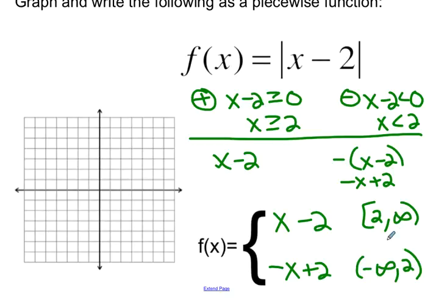Now, again, this is where the inequalities can be different, because if 2 is included on this piecewise, then it can't be included as part of this piecewise. You don't want to include it twice. 2 is only going to be part of one. It doesn't make any difference which one you put it on, because when you plug in 2, and this is like a check, into this equation or this equation, you'll get the same thing. So 2 minus 2 is 0, negative 2 plus 2 is 0.